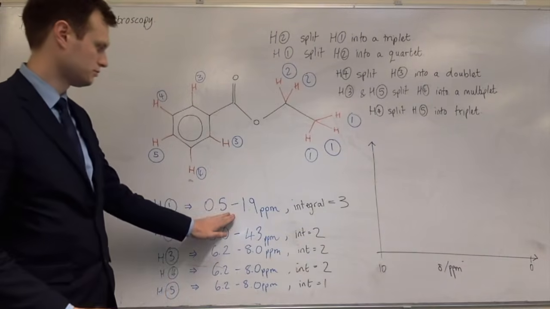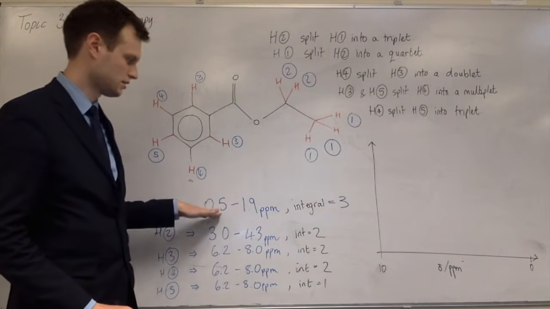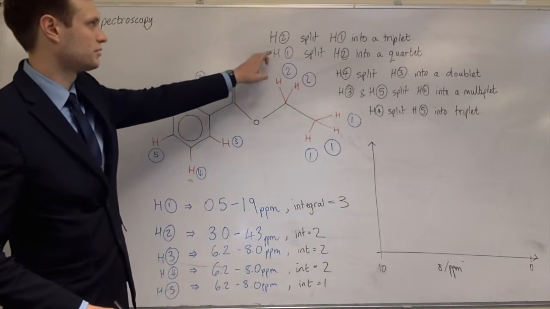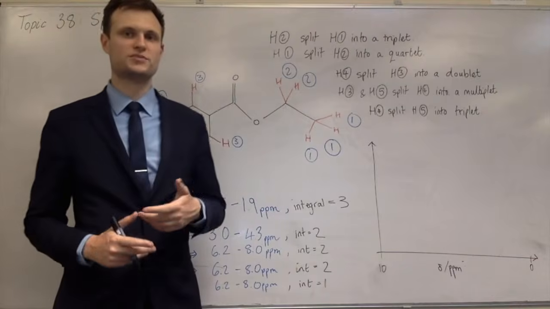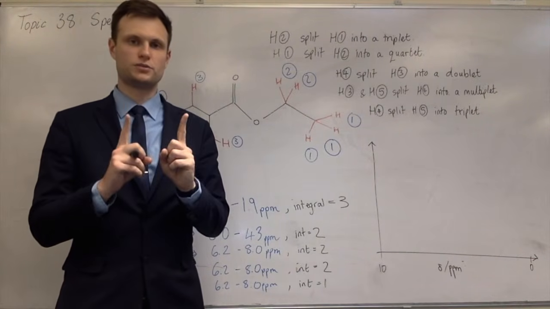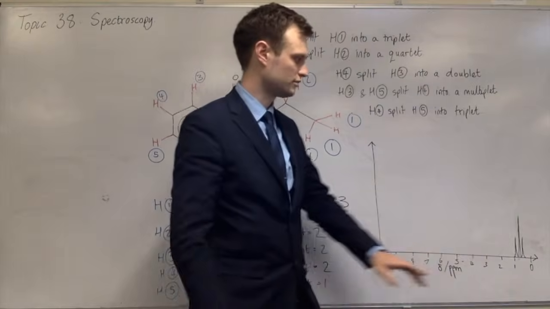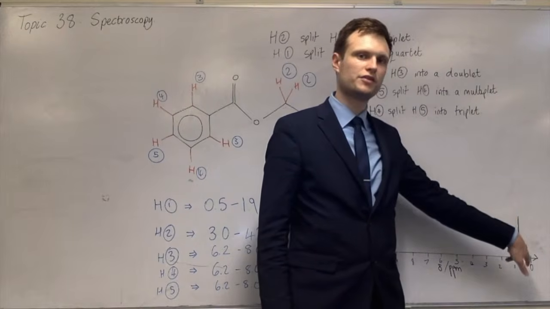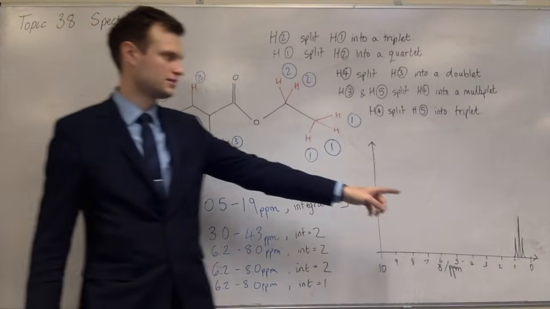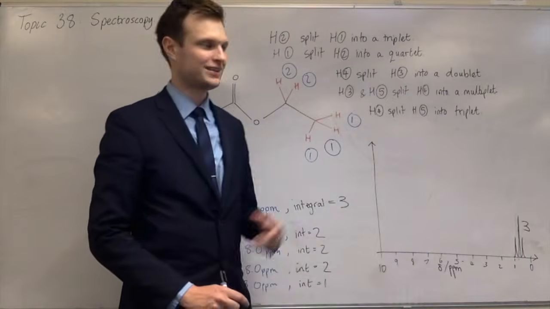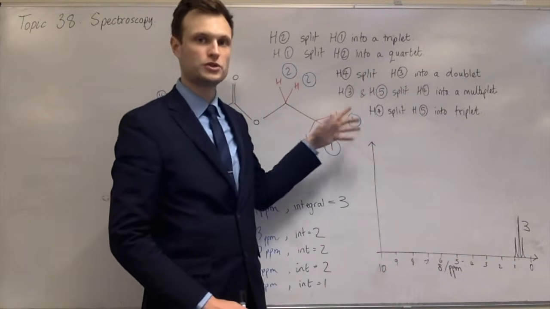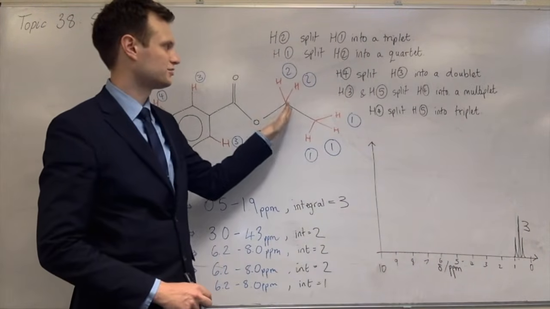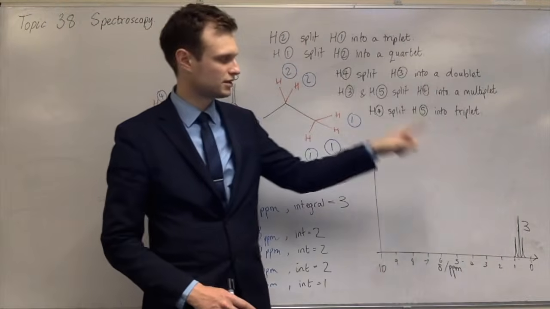Okay, so let's start with the top one. We're going to have an integral of 3 peak, 0.5 to 1.9, so somewhere in that range, and it's going to be a triplet. And a triplet has a very specific shape. It's got 2 on the outside, which are half the size of the one in the middle. Okay, so this is what I mean by a triplet. It's 3 small peaks all grouped together. The 2 on the outside are half the size of the one in the middle. So that peak is going to have a size of 3, and it is due to these 3 hydrogens, which are in an alkyl group, so that's why they're between 0.5 and 1.9, and they are next to 2 hydrogens, which is why it's split into a triplet.